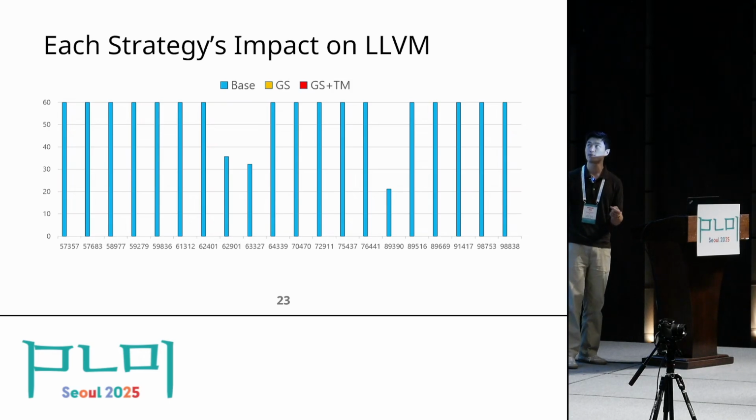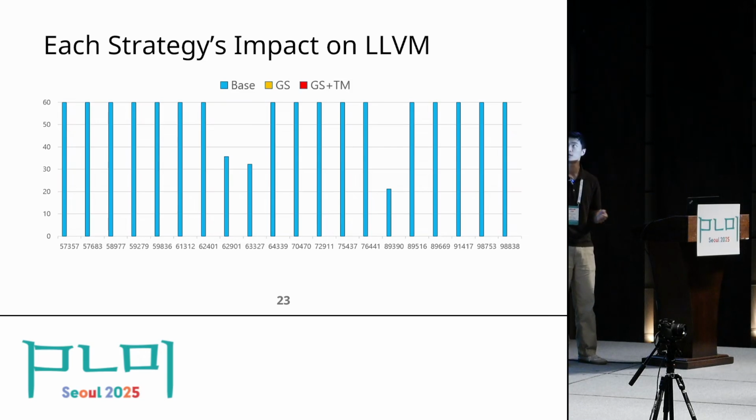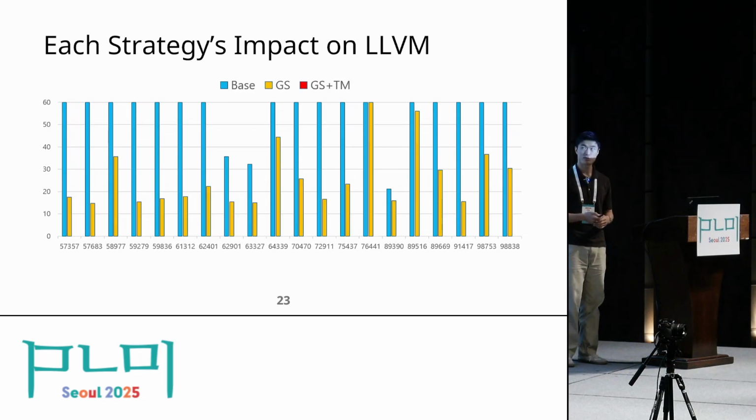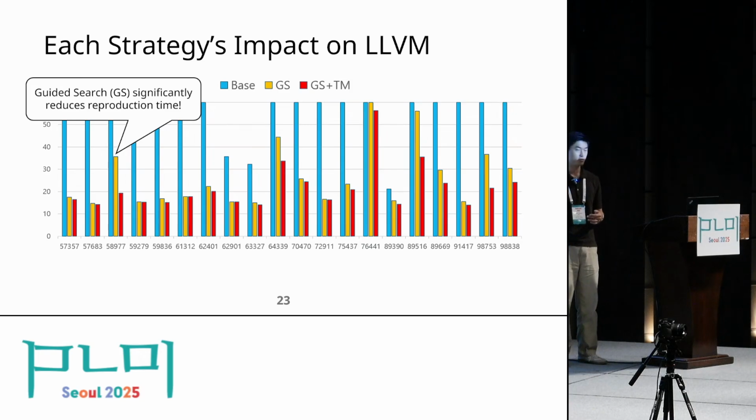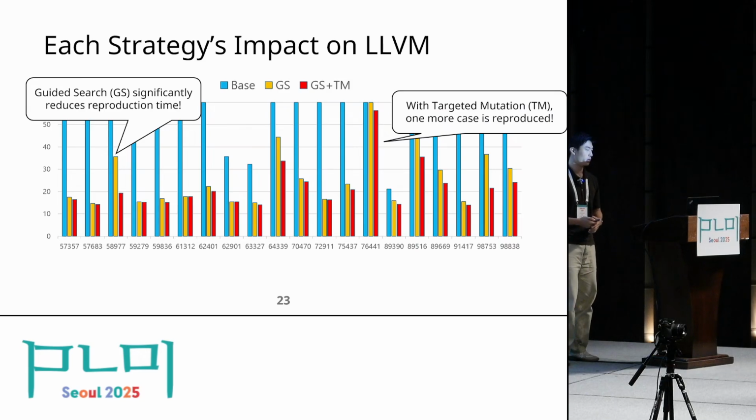If you see, the top line is at 60 because the timeout is at 60 minutes, it means that the reproduction has failed. And with the guided search strategy, the effectiveness really improved. The reproduction time reduced a lot, and we reproduced a lot more cases. And with the targeted mutation, the reproduction time also reduced, and we reproduced 1 more case.